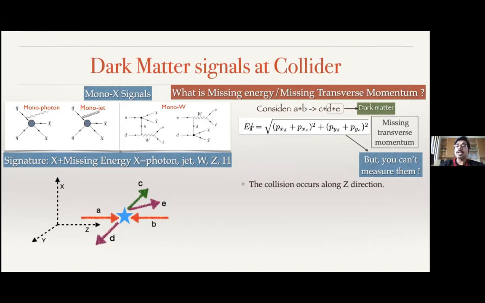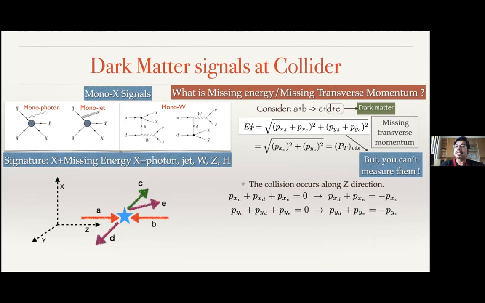There comes the conservation of momentum, which helps you, because this collision is occurring along the z-axis. So along the x direction, your initial momentum is 0. So you can simply say p_x^D plus p_x^E is nothing but minus p_x^C. And similarly, p_y^D plus p_y^E is nothing but minus p_y^C. Therefore, this missing transverse momentum that we constructed with p_x^D, p_x^E, and p_y^D, p_y^E can be expressed in terms of p_x^C and p_y^C. That is, it is the pT of the visible particle essentially.